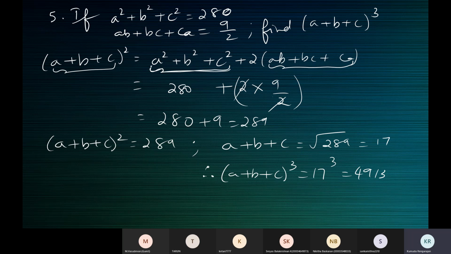We know the value of a square plus b square plus c square. We know the value of this expression and this expression. So of the three expressions, we know the values of two of them, so you can easily find the third one. You can find the value of the third expression, a plus b plus c, simply substituting the values. a plus b plus c, the whole square is 289. So a plus b plus c is square root of 289, 17. So a plus b plus c, the whole cubed will be 17 cubed, which is 4,913.